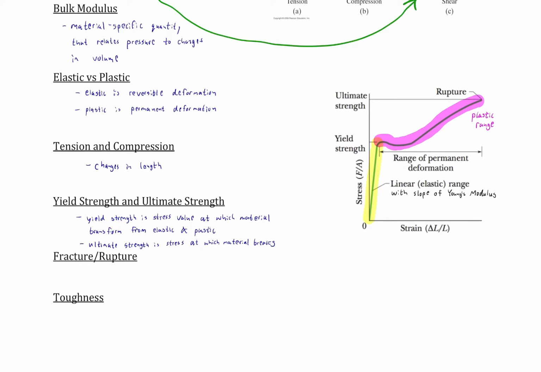So it's whatever the vertical coordinate is where your graph transforms from linear to nonlinear. The ultimate strength is the stress at which material breaks. So the ultimate strength would be right there. It is the rupture value. The rupture is more like a coordinate because it would have both a strain and stress value. But if you want to talk about the ultimate strength, strength implies you're talking about the vertical axis, values of pressure, force per area, values of stress.